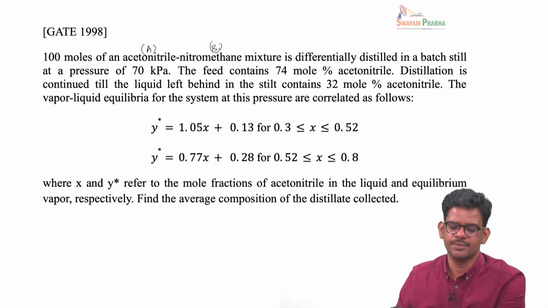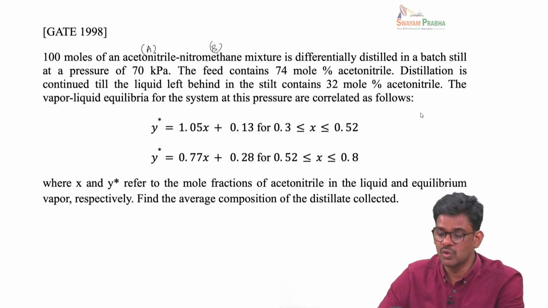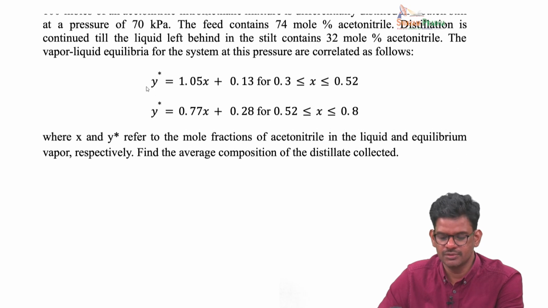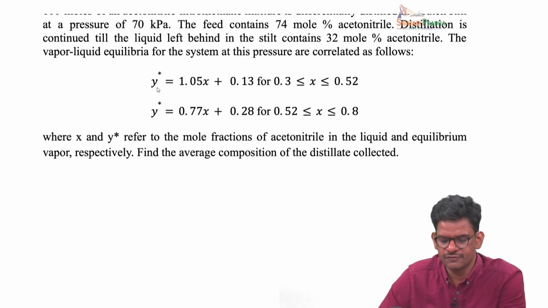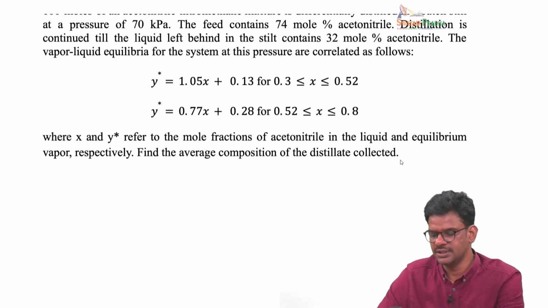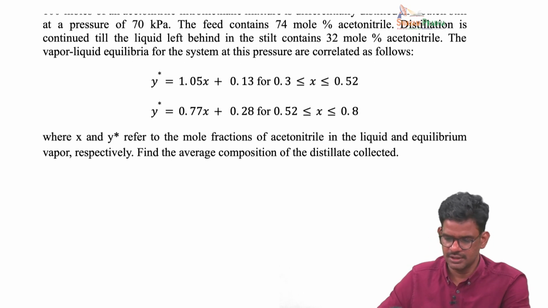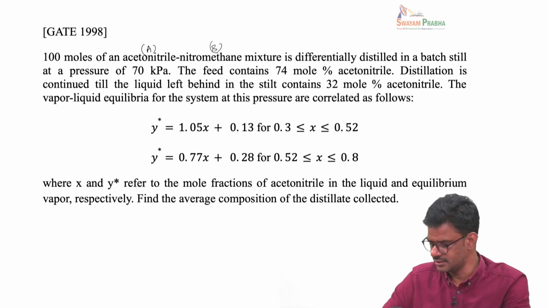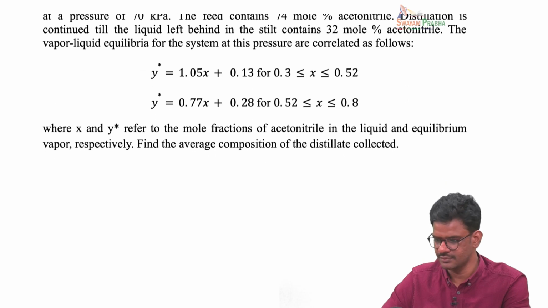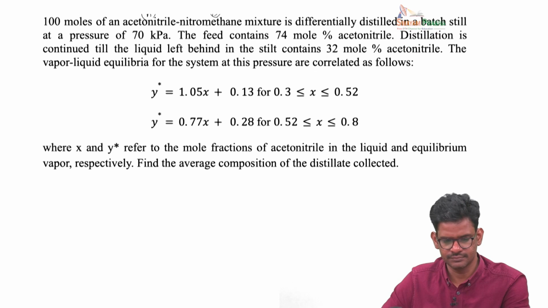The vapor liquid equilibria for the system at this pressure are correlated as follows. So, the equilibrium line is given in terms of linear equations over a range of compositions, where x and y star refer to the mole fraction of acetonitrile in the liquid and the equilibrium vapor respectively. Find the average composition of the distillate collected. So, we will write the data given first.